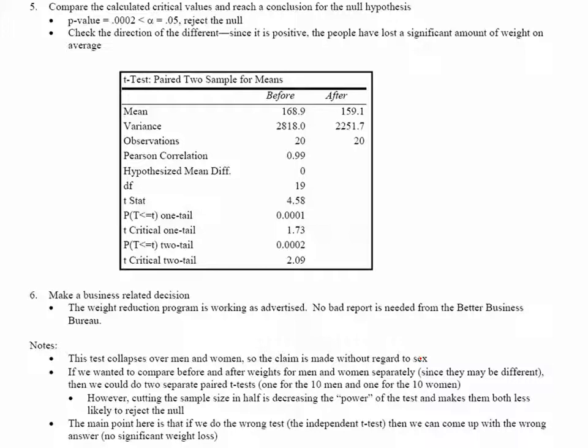The main point here is that if we are doing the wrong test, the independent t-test, then we can come up with the wrong answer, or no significant weight loss. So it is very critical that we understand the difference between a paired and an independent. Paired meaning that the first observation is dependent on the second observation, and the second on the first. Independent meaning that we could scramble the two and it wouldn't make any difference.